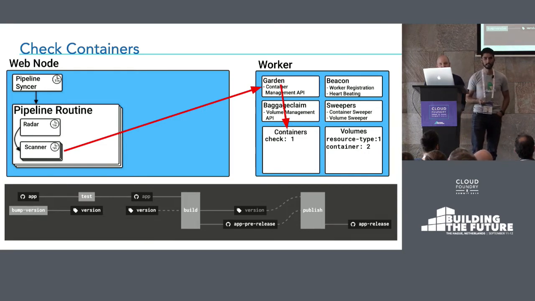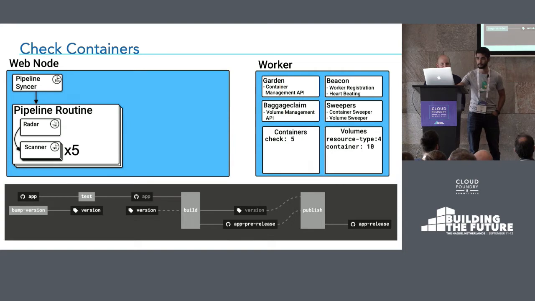Now the scanner is going to repeat this process until we have a bunch of volumes and containers. Remember, we had 5 scanner routines running, therefore we end up with 5 check containers and a similar multiple of volumes for each of those containers.